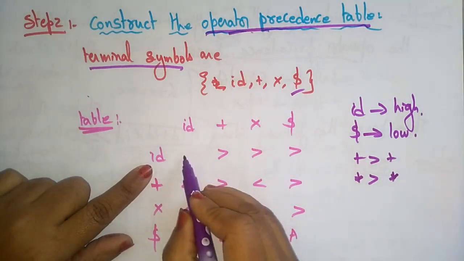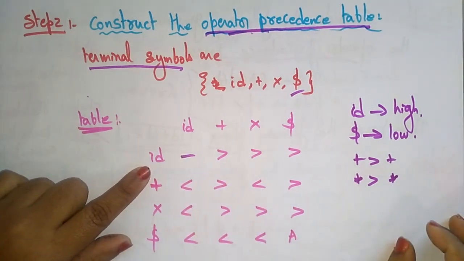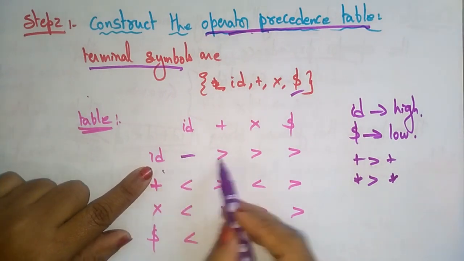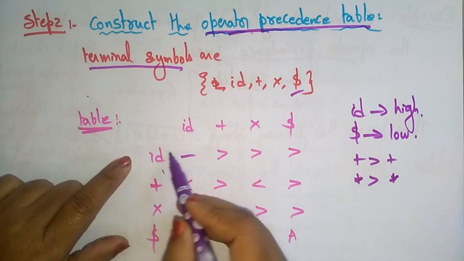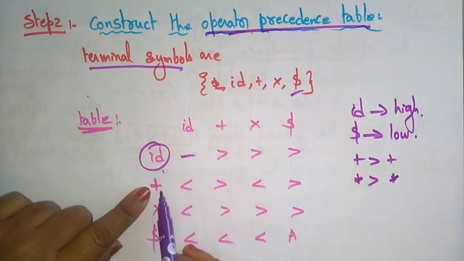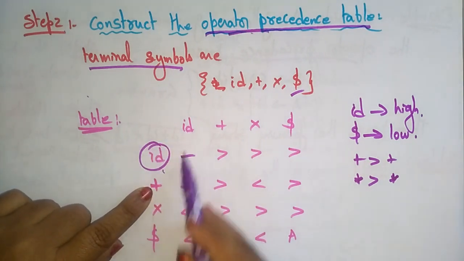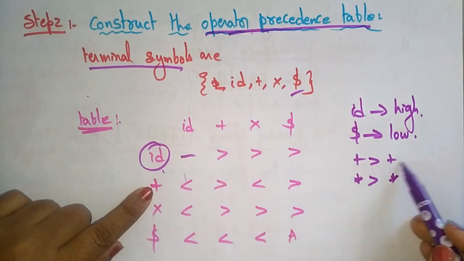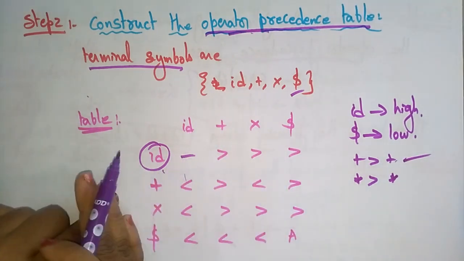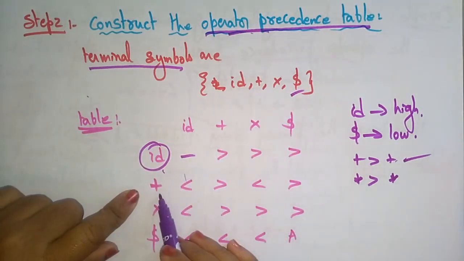So ID is not acceptable, not equal. ID is greater than plus, ID is greater than into, ID is greater than dollar, because ID is having the highest priority. And coming to the plus, plus is less than ID because ID is highest priority. Plus is greater than plus, whenever the left hand side is greater and here it is lesser.